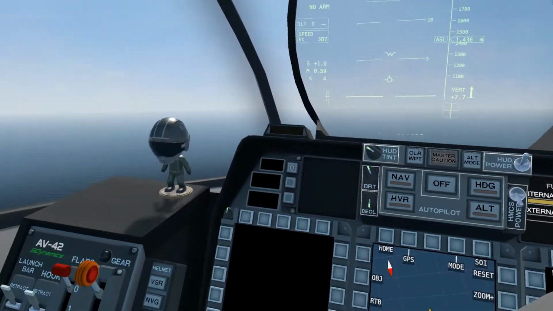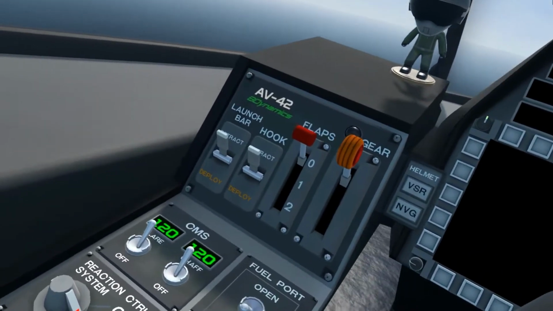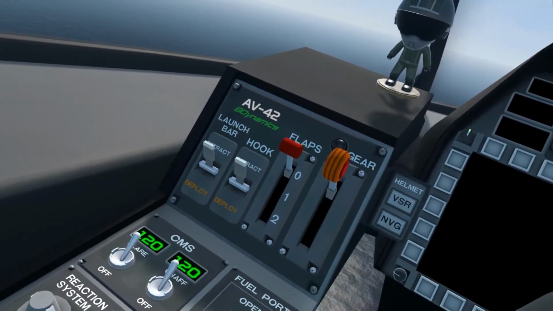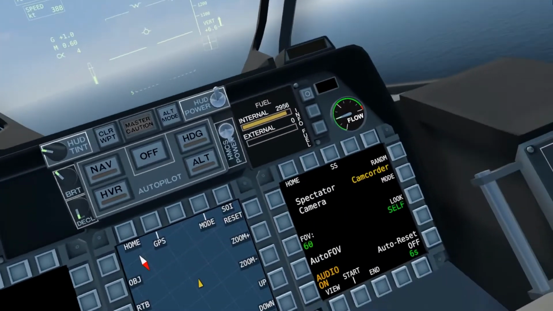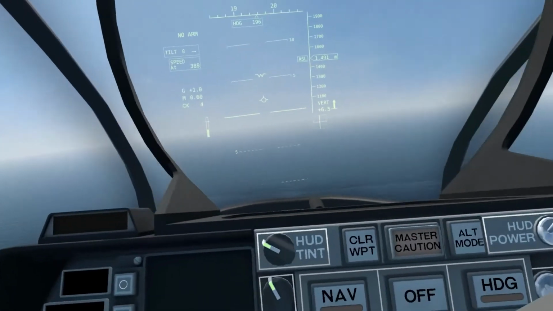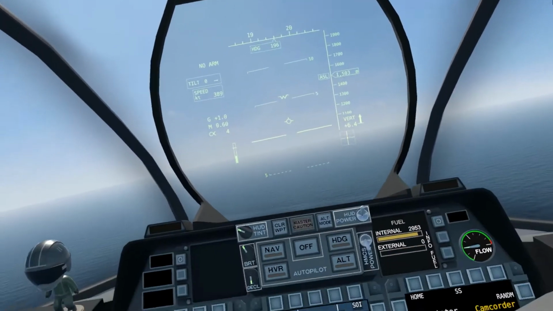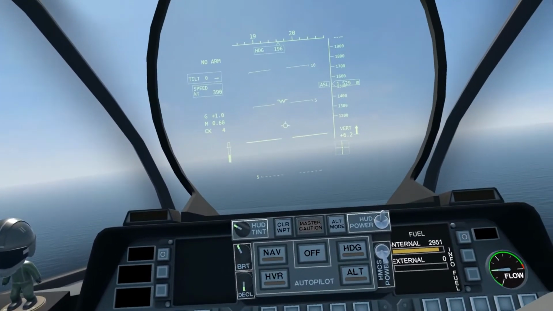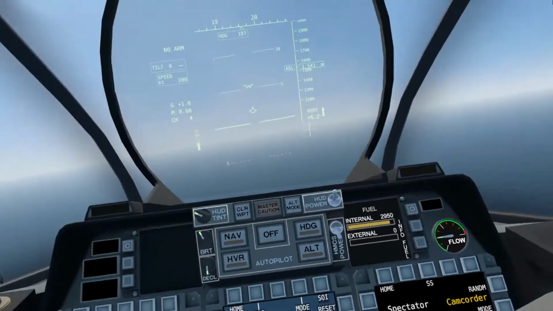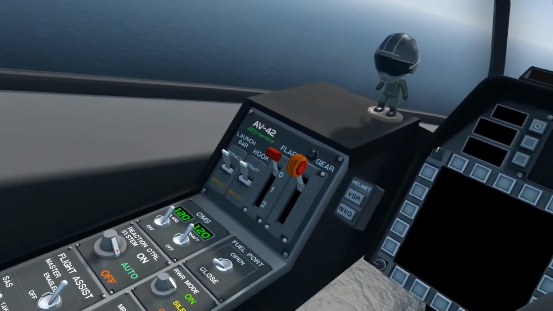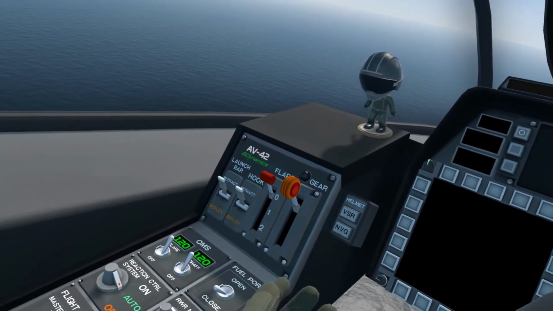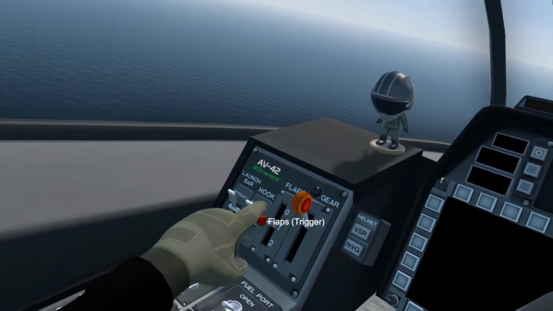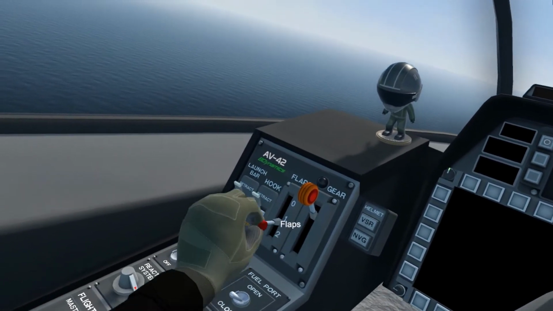So now, what about flaps? See, I've got flaps over here, 0, 1, and 2. What the heck is that even? Well, the flaps basically change the way your airplane behaves in the air. I have 0 flaps right now. That means I'm flying normally. 1 is half flaps and 2 is full flaps.